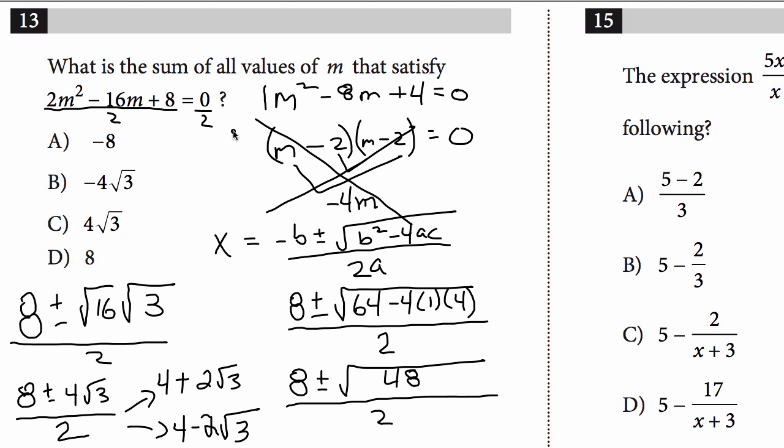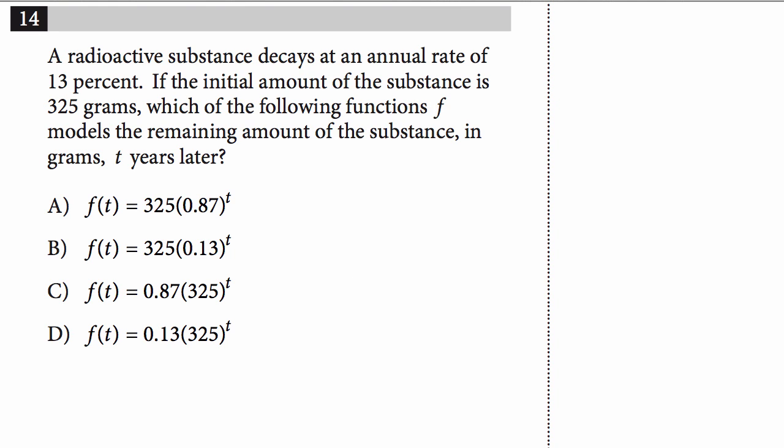Now what does it want? It wants the sum of all the values of m that satisfy this. Well, here's your two m's, your two answers, right? Well, it's 4 plus all that junk, 4 minus all that junk. And when you add them, because they're asking for the sum, these pieces cancel out. And you're just left with 4 plus 4, which is 8. Choice D. You're done.